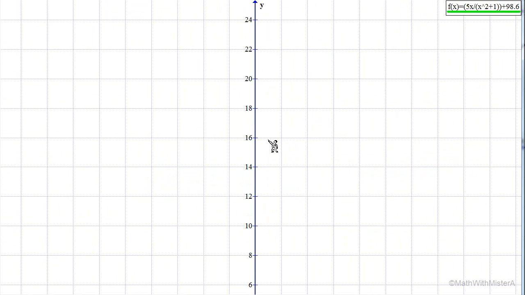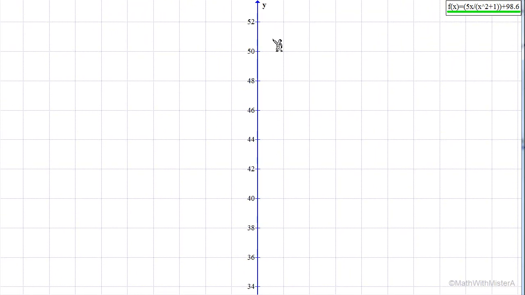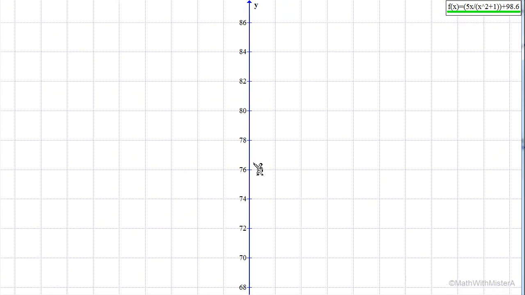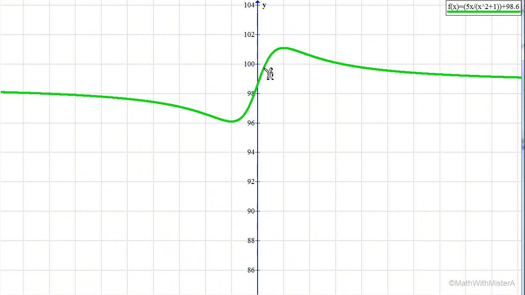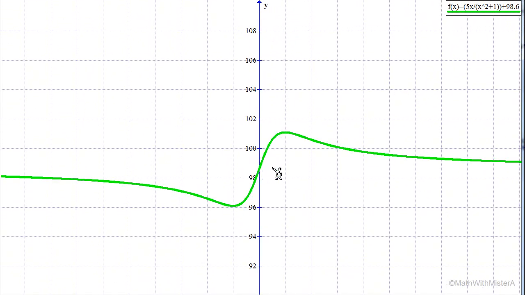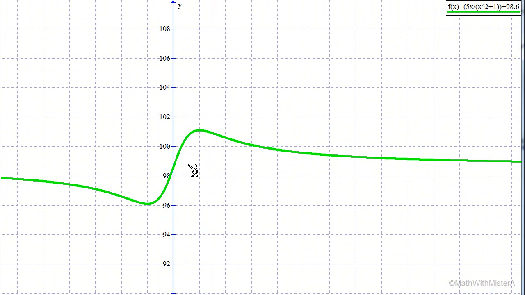So we've shifted this graph up by 98.6 units. It's going to have the same shape and everything, just shifted up. Here it is. Instead of crossing at the origin, it's crossing at 98.6. There's our y-intercept. And the next thing I'll do is make up a little story about what this graph and this function represents. Last year, I ate something poisonous.